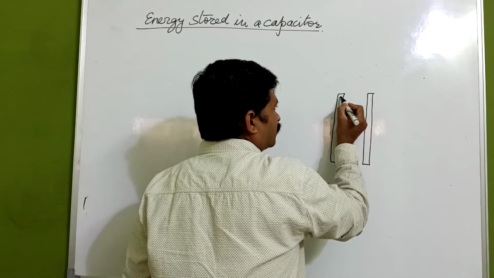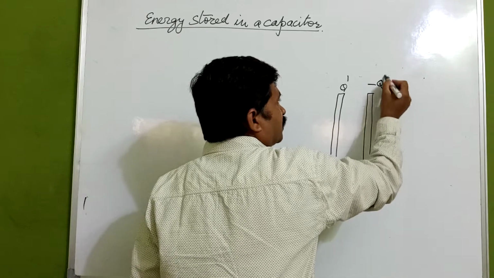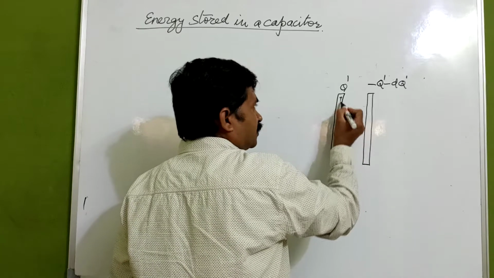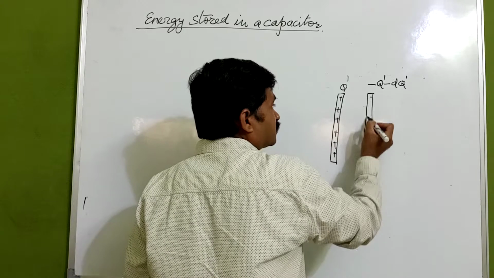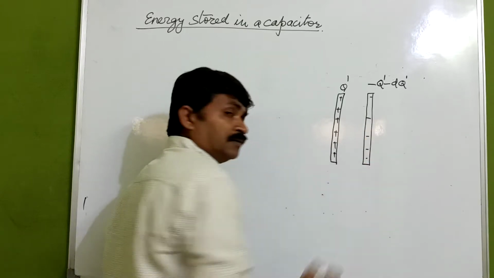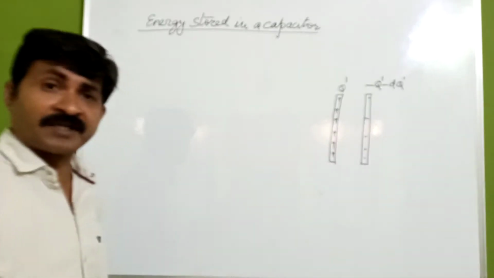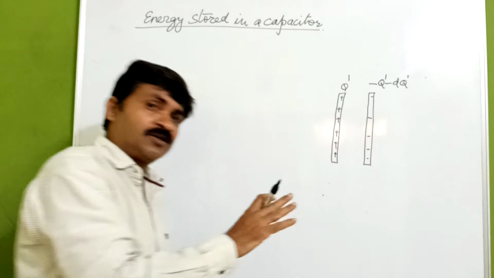Suppose we are taking a capacitor like this. It is given a positive charge, say q dash, and it is given a minus q dash charge. We are also taking a small charge, dq dash. Now the charge which is given to it is plus, and here it is minus charge over here. When a system is having charge, definitely there will be an electric potential. How are we getting the charge? It is clear to us now.